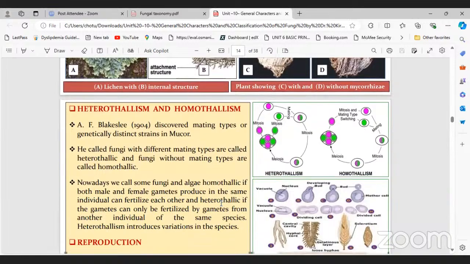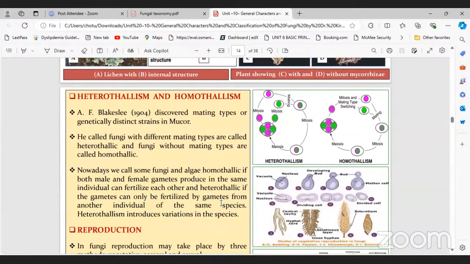Nowadays, we call some fungi and algae homothallic. I'll explain that before lichens. Okay, here nowadays the scientists explain some fungi and algae as homothallic if both male and female gametes produced in the same individual can fertilize each other, and heterothallic if the gametes can only be fertilized by gametes from another individual of the same species. This way, heterothallism introduces variation in the species. You can observe this part, this one.